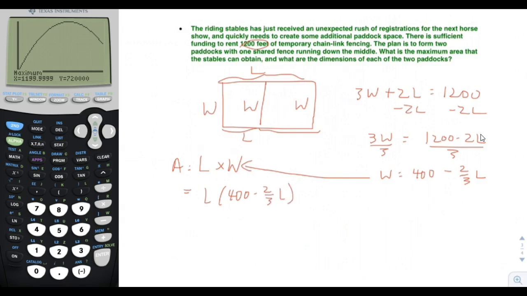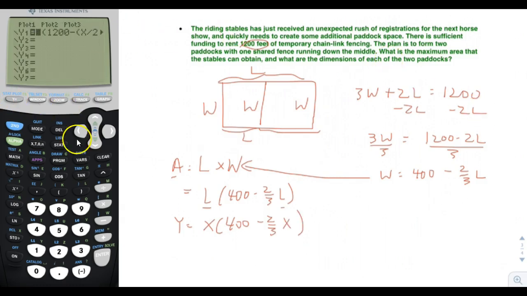Okay, and now that we have only one input, which is L, and we have one output, which is A, now we can convert that into Y's and X's, and we can put it in our calculator. Okay, so let's do that. Y equals, and we'll delete what's in there, and then we'll put X times 400 minus 2/3. Oops, let me put a parentheses around that. 2/3 times X, close parentheses, graph. Hey, we made the screen so big we can see it without doing zoom fit.